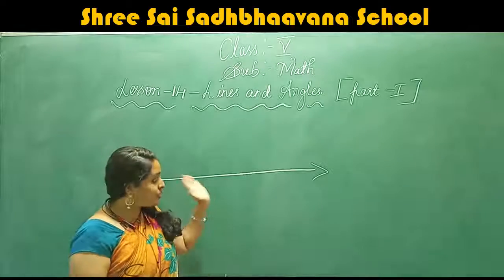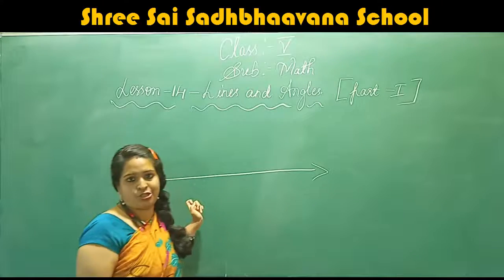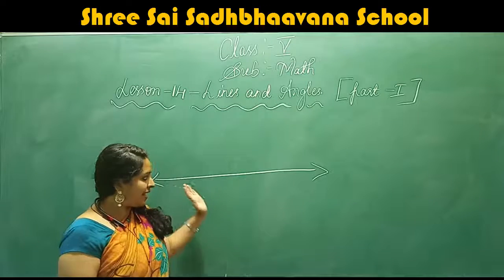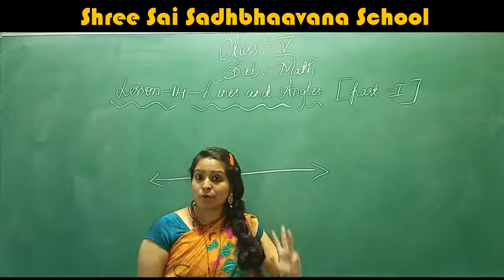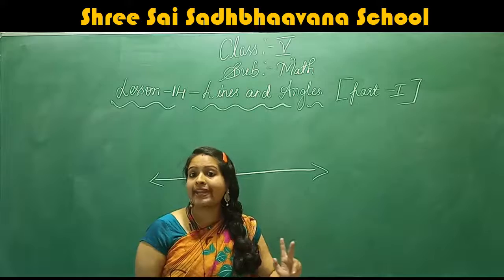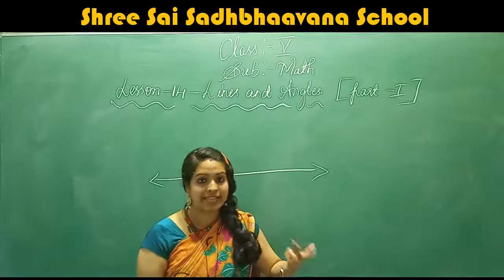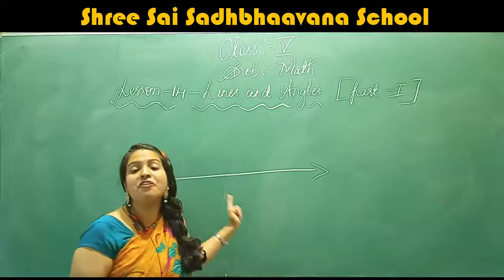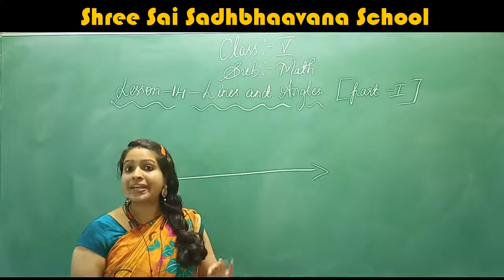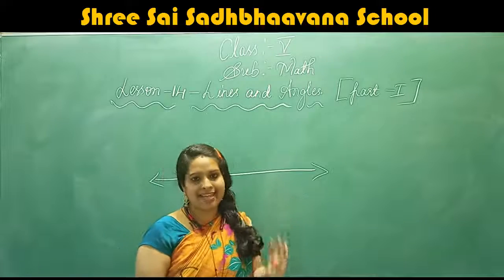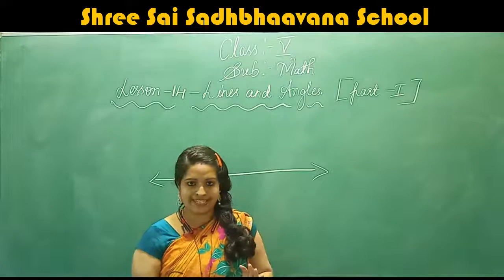Understood, children? You can extend a line in both directions. So what is a line? You can extend it in both directions. There is no ending point or beginning point, or we can call it the starting point or the ending point, and there is no fixed length. So this is the information regarding the line. I hope you have understood.